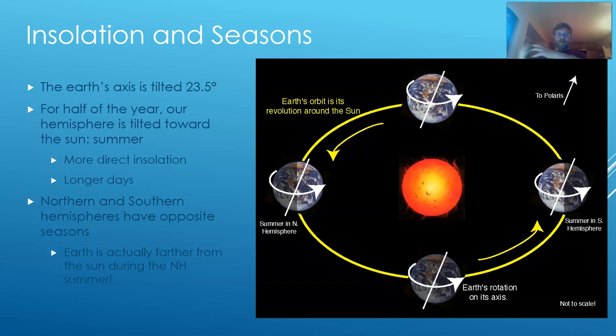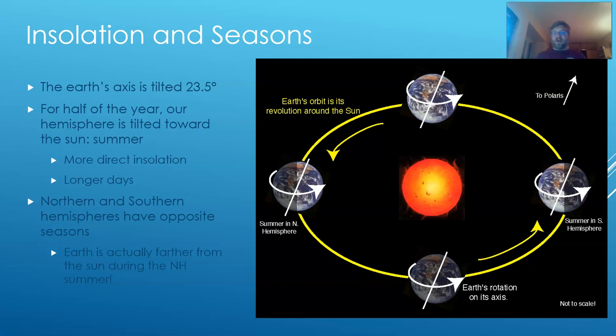Then as we orbit around the sun, we get to the other side of the sun. And so now the sun is behind us as our axis points towards Polaris in the north. And so now we get the opposite. So now the southern hemisphere is tilted towards the sun. They're getting rays that are coming down more overhead, more concentrated, more energy per unit of area. And the northern hemisphere is tilted away. We're getting shallower angle rays. They're more spread out, so less energy per unit area.